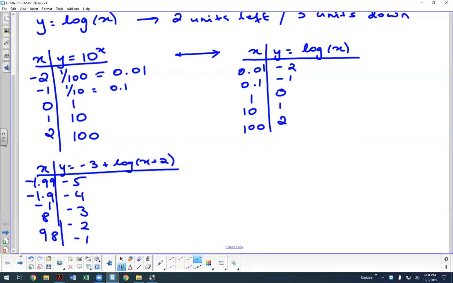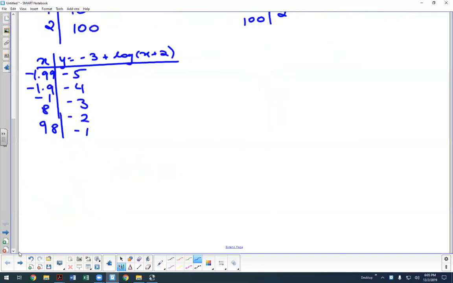So that we're able to see how the transformation happens, we'll graph the basic function log of x, and we'll also graph our transformation function.